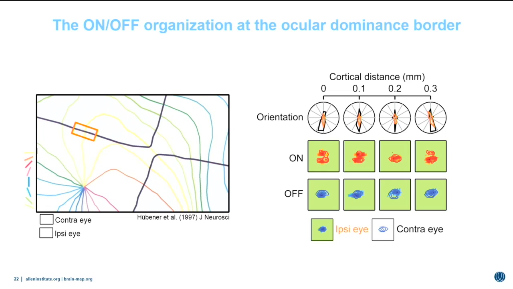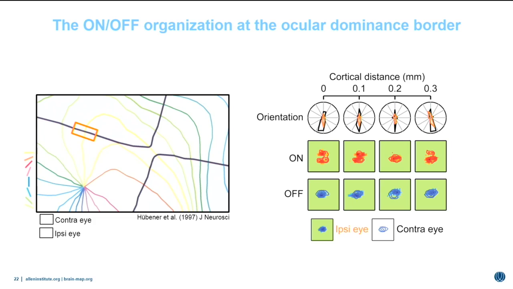At the border, you have binocular cells, and most of these cells are matched in terms of retinotopy. This is shown here on the right example, where you see 4 consecutive channels in the binocular region, and you see the on and the off responses. The color map is the ipsilateral eye receptive field, and the contour map is the contralateral eye input map, and you see that they are well overlapped.